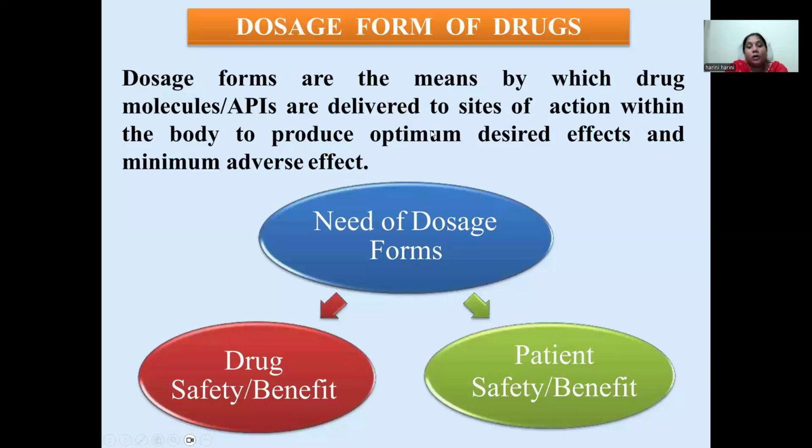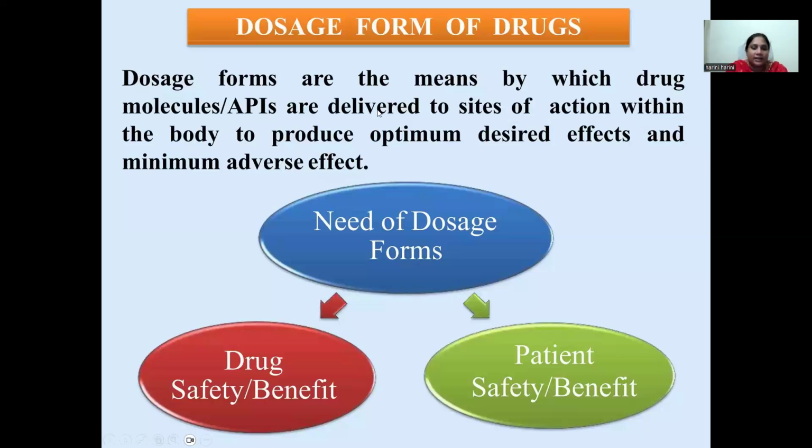So in order to deliver this active pharmaceutical ingredient or drug molecule to the site of action, what do you mean by site of action? Site of action is nothing but the place where the particular action should be shown. For example, if you're suffering from a head pain, the site of action will be your head. So, likewise, the medicament or the drug should reach to the site of action.